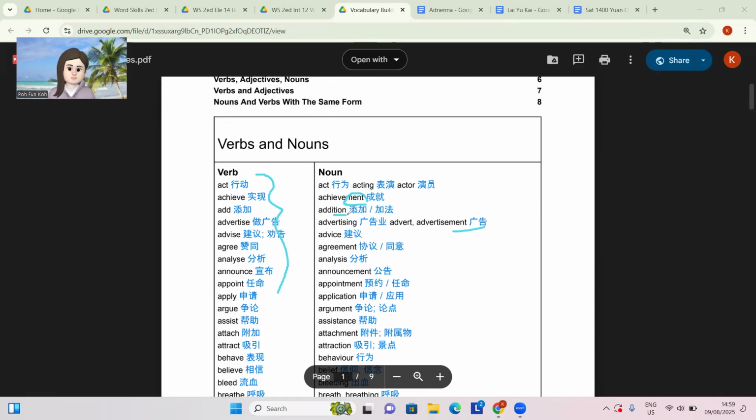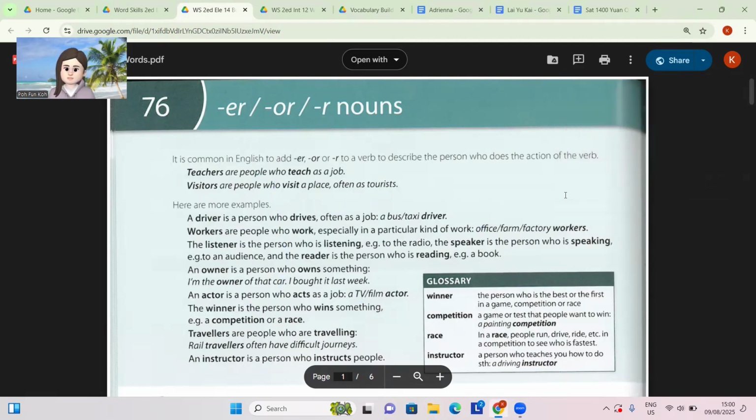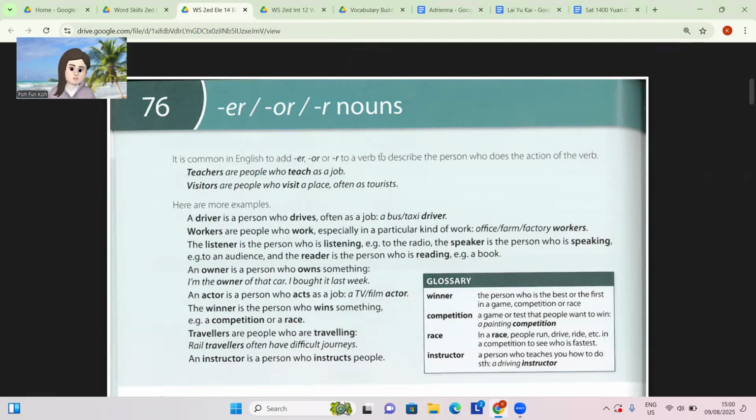You can see some repeating patterns here, like "ment", "ing", "shen". So these are very common. And now we learn some basic, common ways how we form nouns. So here, first one, to describe the person who does the action of the verb.